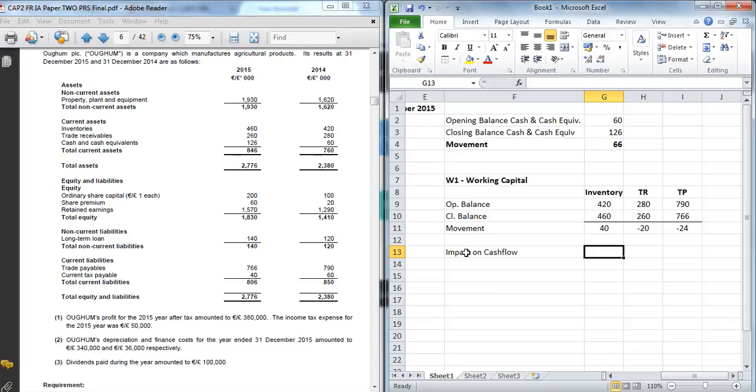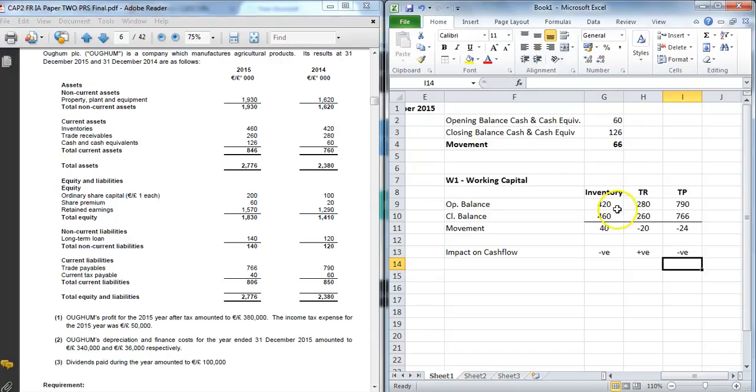And the key point here is that an increase in inventory is a negative effect, a negative impact on cash flow. Because if you have more inventory, that means you have more money tied up in stock. That means it's an outflow in terms of cash. If you have a decrease in trade receivables, that means fewer people owe you money. That's actually a positive for cash flows. And finally, if you have less trade payables, that means you owe people less money, so you've paid off more people over the period. That is also similar to the inventory one. It's a drain on cash flow.